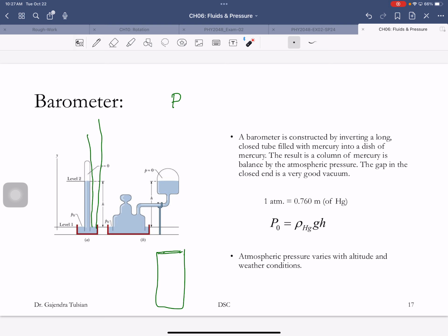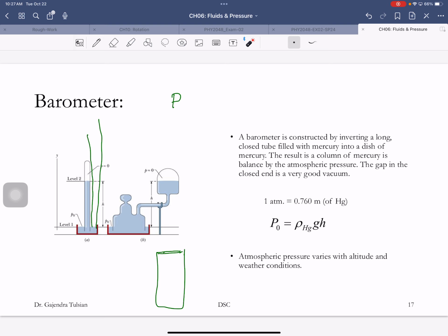Now, what this diagram is illustrating is that the shape of the barometer doesn't matter. One atmosphere is equal to the height of this column of mercury. The shape doesn't matter; what matters is this height. And again, 1 atmosphere will balance 760 millimeters of mercury. That's 0.76 meters of mercury.